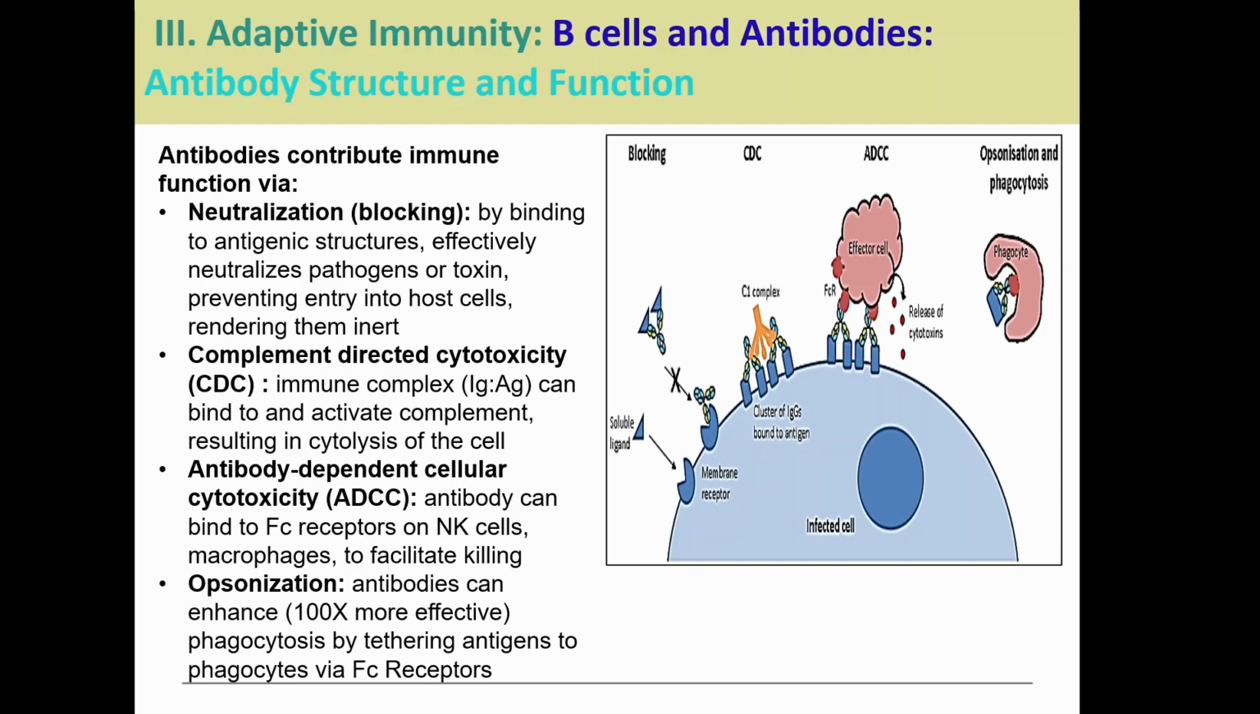And then opsonization, antibodies can enhance phagocytosis. Basically, it makes phagocytosis easier, right? We tether the antigens to the phagocyte. So basically, like, it helps us catch the pathogen or the antigen so that the cell can easily engulf it and bring it in and destroy it.